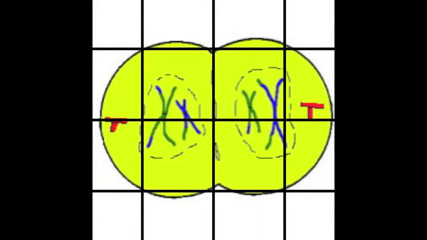Telophase 1. In telophase 1, the cell begins to separate. The cell pinches in at the cleavage furrow, or a cell plate will form. The nuclear membrane also begins to reform around the new pair of chromosomes in each daughter cell.